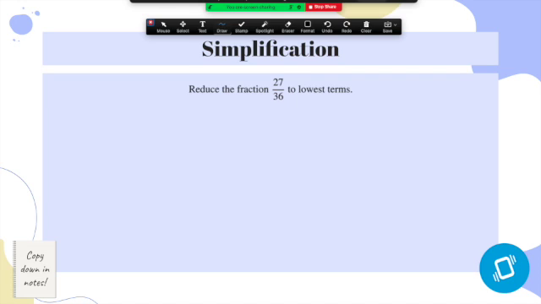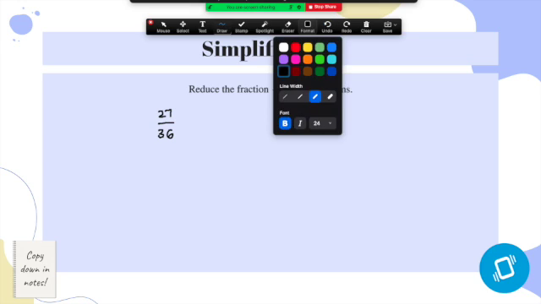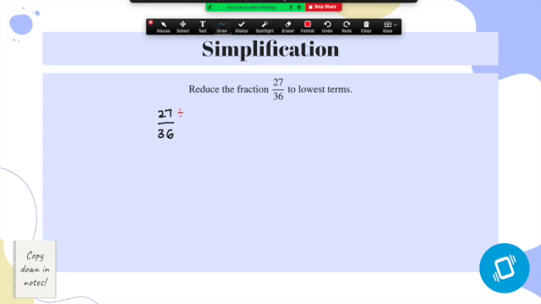Okay, so right here we have 27 over 36. And I want to find a number that can divide both of them. I know that for 27 and 36, we could divide them both by the number 3. So if I divide them both by 3, I get 9 over 12. And then from there, I have 9 and 12. I want to check if there's any other numbers that could divide both of them.